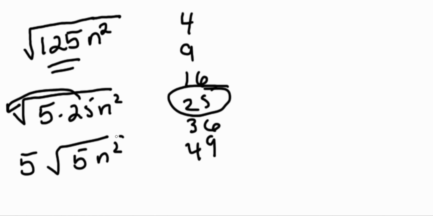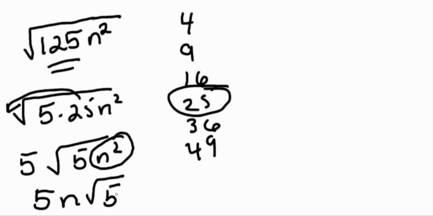But this n squared, what happens? Well, it's just the opposite of the radical. So the square root of n squared is going to be just n. So we would get 5n radical 5 as our answer.